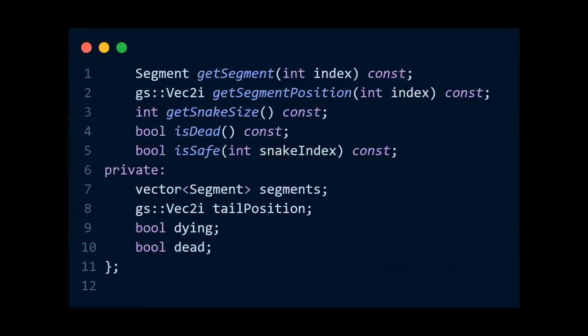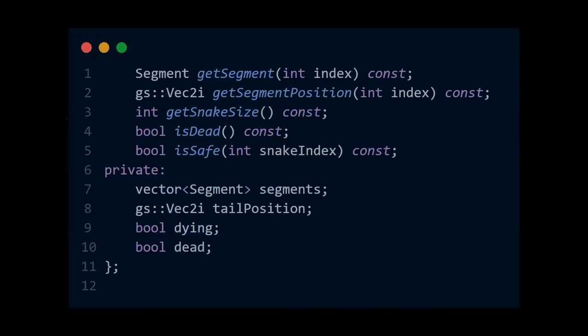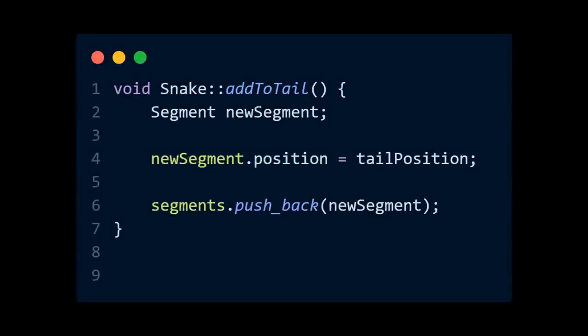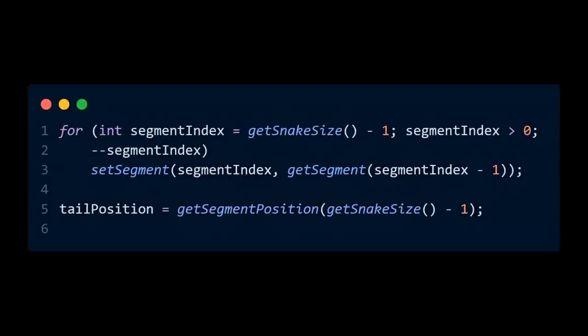Each segment is stored in a vector, and I can simply add a segment to the back using the push_back method. I then shift all of the segments' positions forward after moving the head, and it creates the movement of the snake. With the snake implemented, it was now time to make the food.